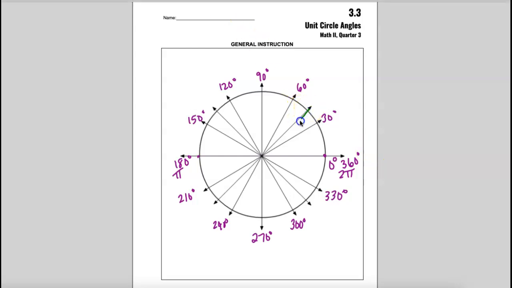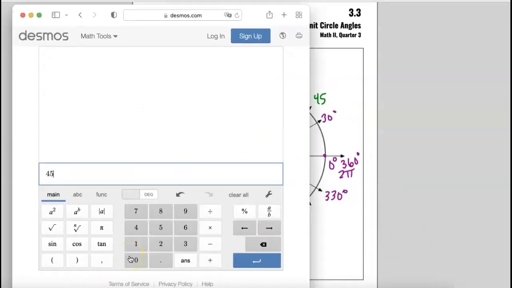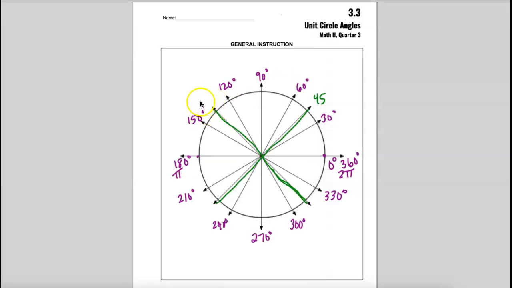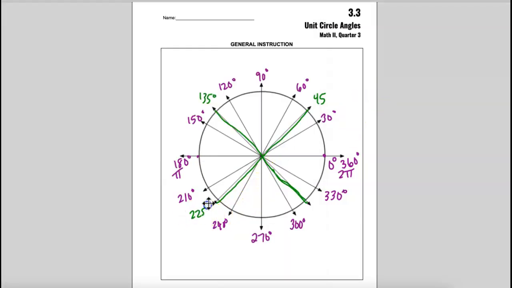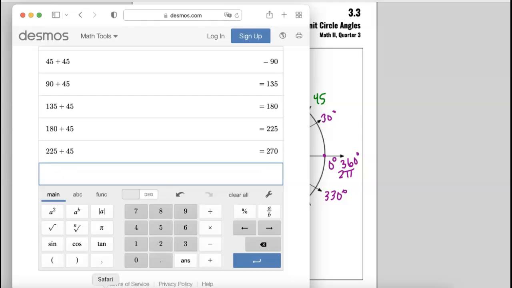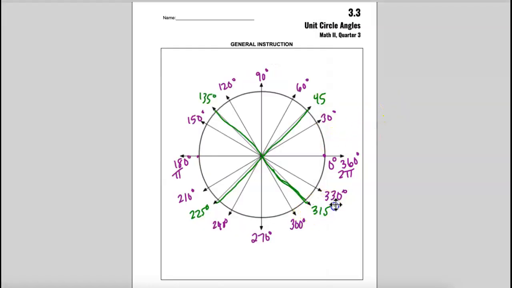So these other lines that we're looking at, from here to here and here to here, these are our 45 degree increments. Okay, so here's 45, and then 45 plus 45 is 90. We're just going to keep adding 45. So 90 plus 45 is 135. If we add 45 again, we should be at 180, which we are. Add 45 again, we'll be at 225. Plus 45 would be 270. And then 270 plus 45 is 315. And if we add that again, we'll be at 360.